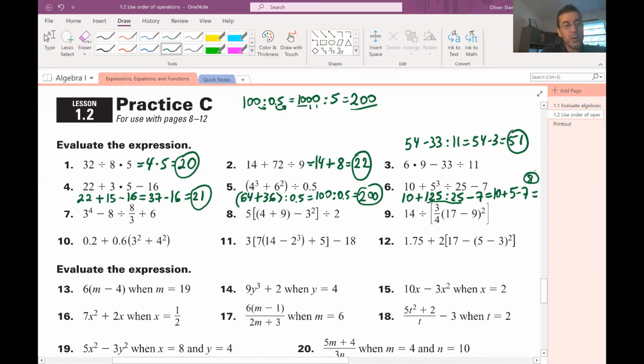Number 7, we do powers first. So 3 to the fourth, that is 3 times 3, 9, and times 9, 81. So it's 81 minus 8 divided by 8 thirds plus 6. Next, we do division. Okay.